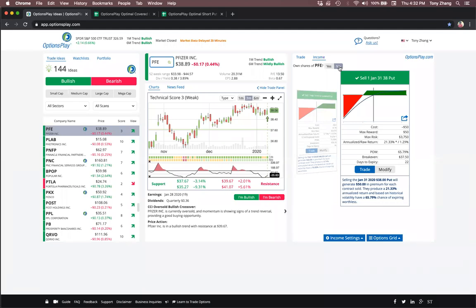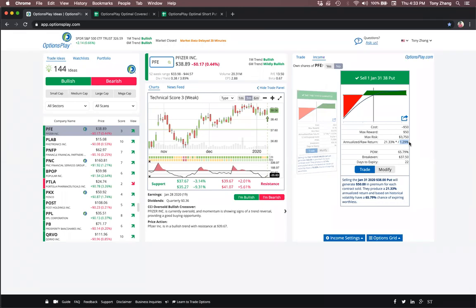For Pfizer, $38.89 currently trading. This is telling me to sell the January 31st $38 put. So trying to buy the stock at $38. Normally, you'd have to set aside $3,800 to buy 100 shares. Here, you only have to set aside $3,750, reflecting a $50 discount on this purchase, which is a 1.29% discount, or an annualized yield of 21% on your cash. So if you own the stock, you own it at a 1.29% discount from $38. Or if you don't own the stock, you've yielded yourself 21% yield on your cash.